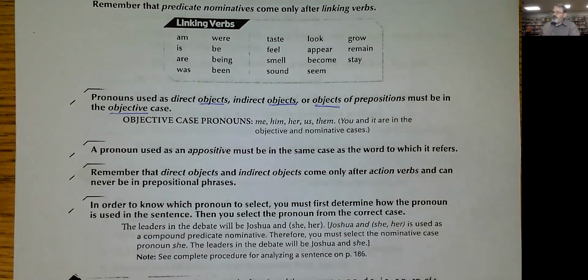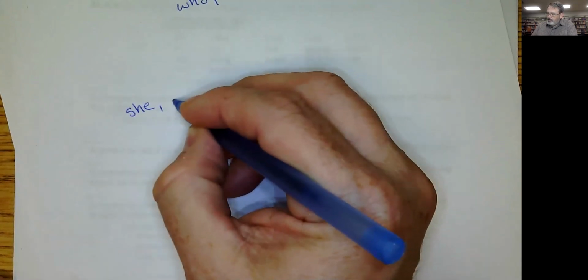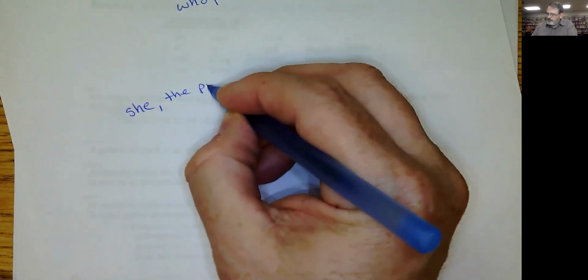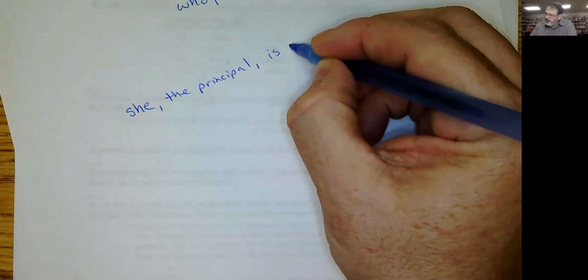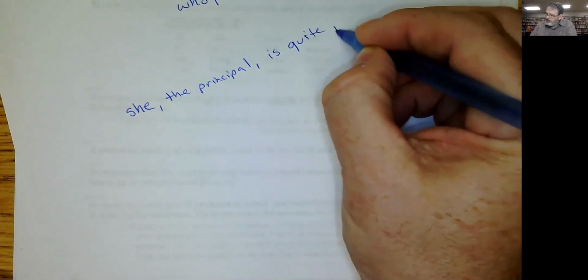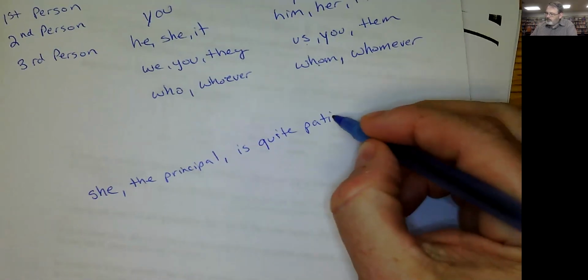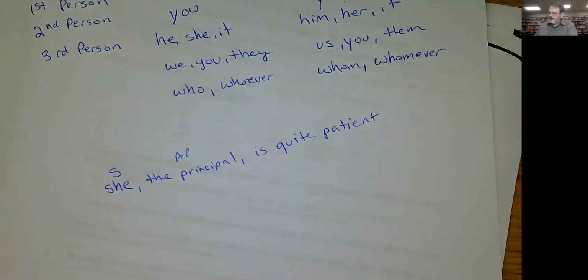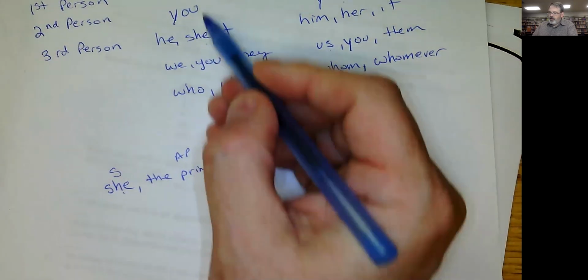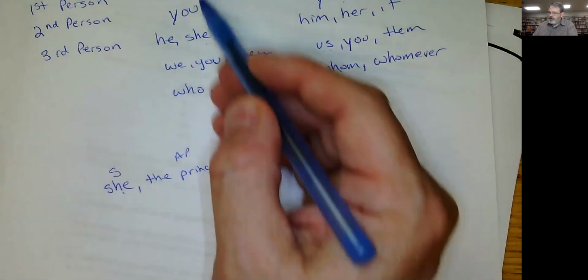Okay, so let's see, are there examples? No, there are not. So let me just give you an example right off the top of my head. Nominative case pronoun: She, the principal, is quite patient. Okay? She is the subject. This is an appositive. Since she is nominative case, the appositive would need to be nominative case.